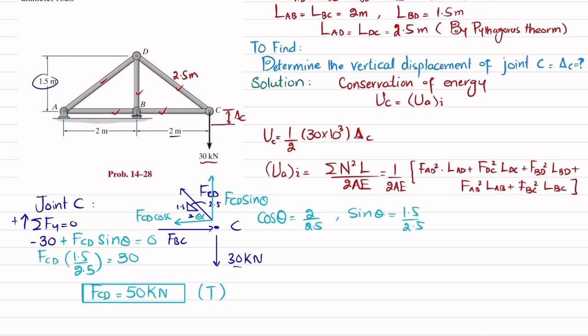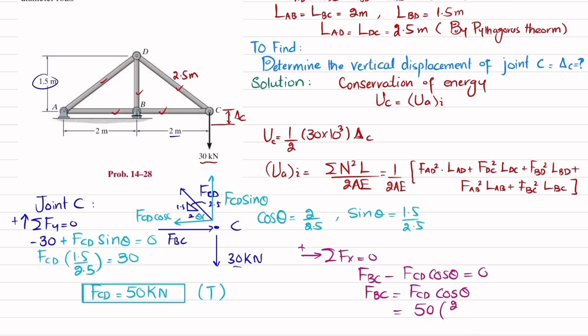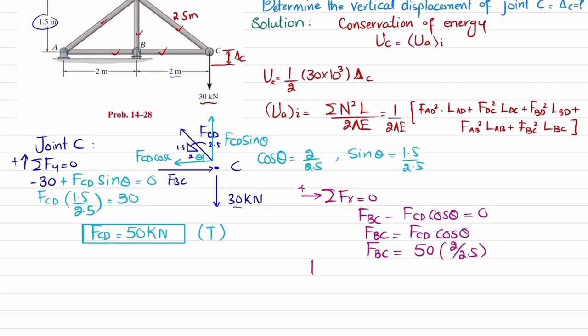Now we'll apply another equation of equilibrium: the sum of all forces along the x direction must be equal to 0, and force toward the right side is taken as positive. FBC is in the right direction, minus FCD cos theta, which is in the opposite direction. Their sum must be equal to 0. So FBC is equal to FCD cos theta. FCD is 50 and cos theta is 2 divided by 2.5. When you solve this, you will get FBC equal to 40 kilonewton. Now you can see that this force FBC is in this direction. The member applies force at point C in this direction. As a result, by Newton's third law, this FBC will be in compression. So I will write it here as compression.